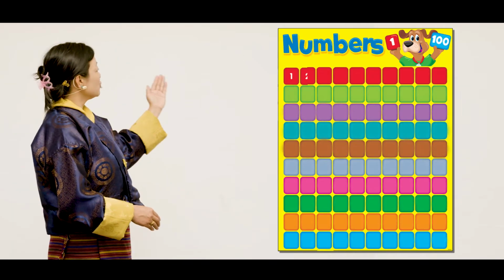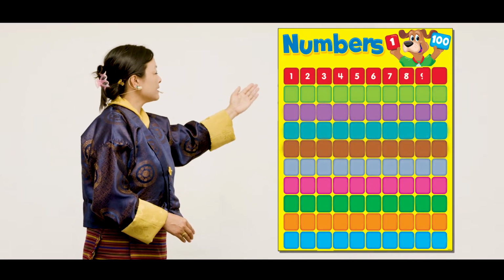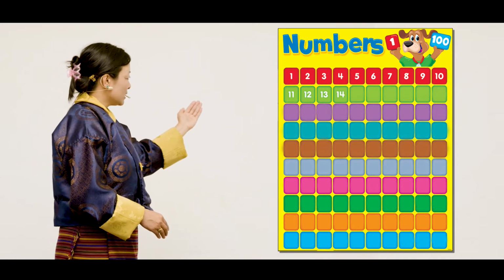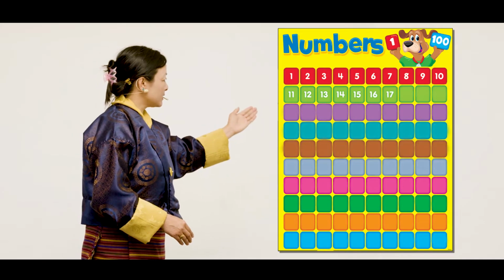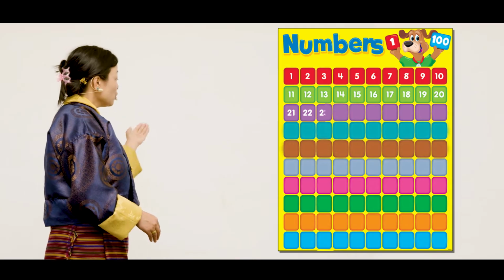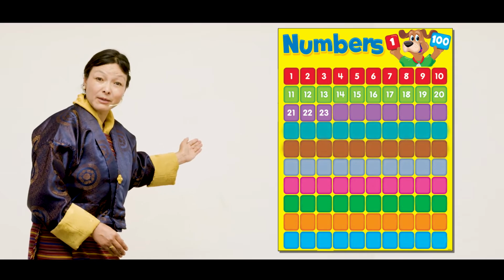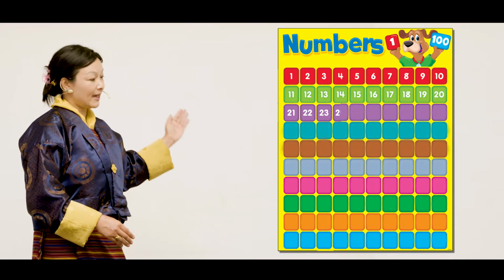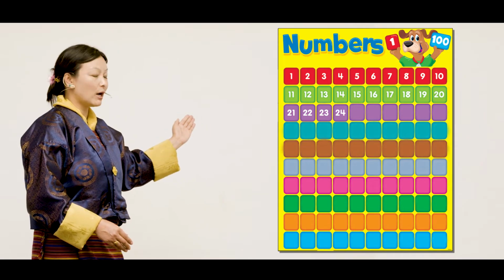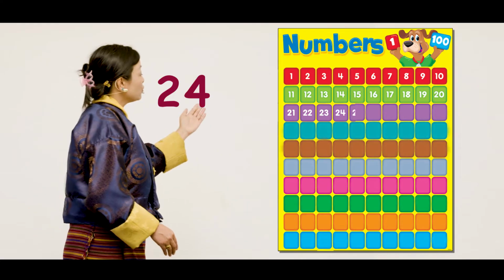Okay, 1, 2, 3, 4, 5, 6, 7, 8, 9, 10, 11, 12, 13, 14, 15, 16, 17, 18, 19, 20, 21, 22, 23. Now here's a blank. What number do you think it will be? After 23 comes what? Yes, 24. So how do we write 24? 2, 4, 24. Then 25.